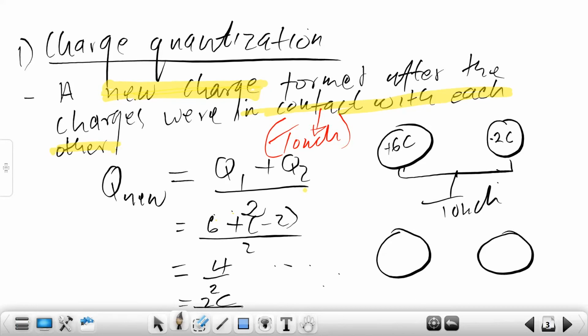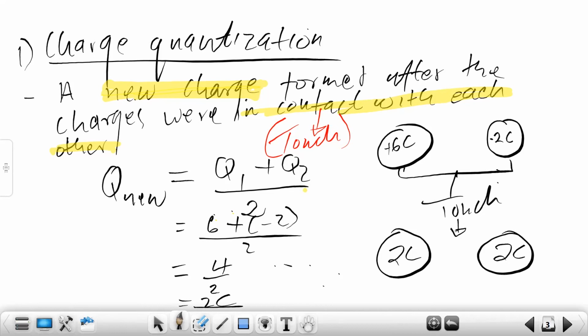So what it basically says is, I am going to have this 6 coulombs charge as 2 coulombs, and I am going to have this one also as a new charge of 2 coulombs. So after they have touched and separated to their original positions, we are going to have a new charge in each sphere. That is where most of us will make a mistake. Remember, in each sphere we are going to have a new different charge.